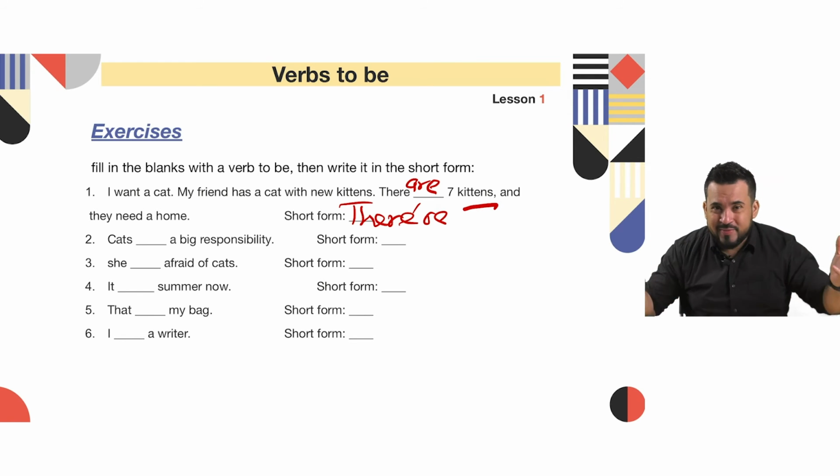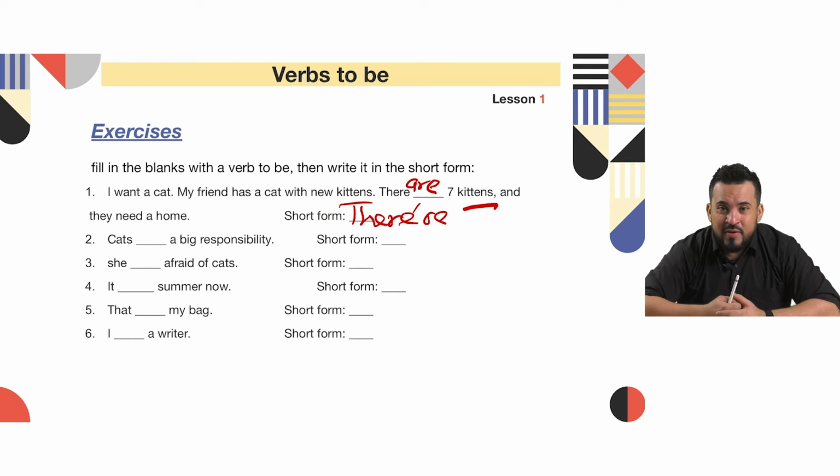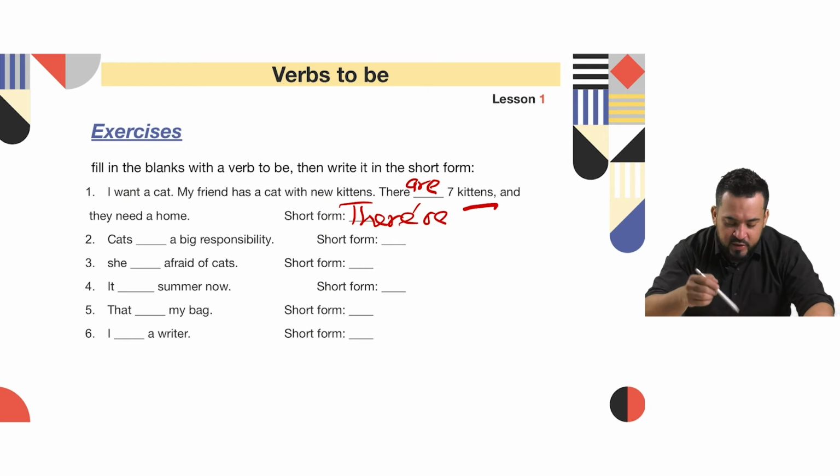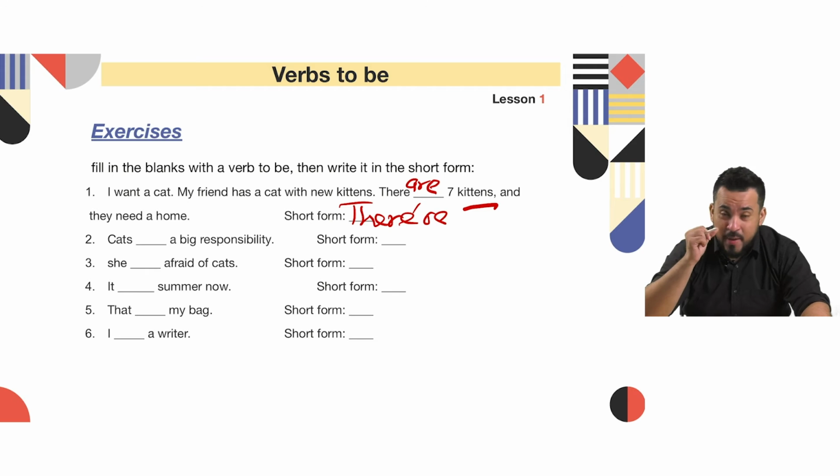Grammatically, it is correct, but it's weird. Nobody says there are. But still correct. All right, let's take a look at the next one. Cats a big responsibility.